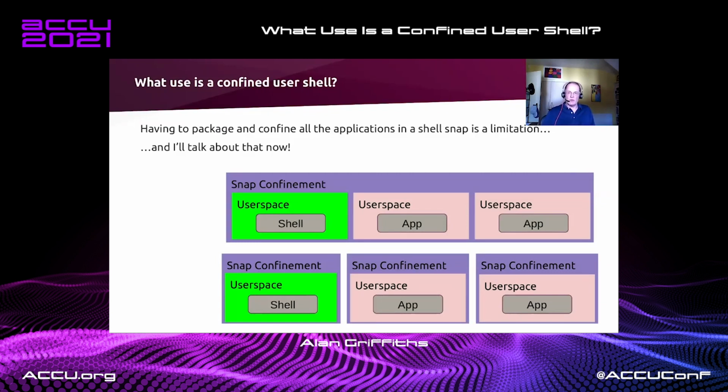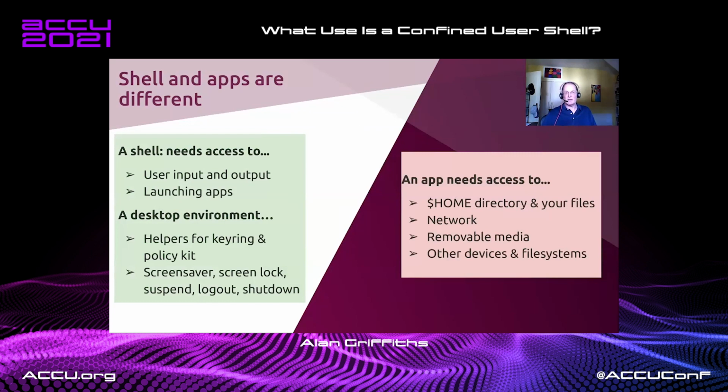But this again is using all the applications and the shell wrapped up in the same snap confinement with the same access to the system. That's not ideal. You really want to separate things out, because shells and apps are different things and they have different needs. So a shell, like we said, needs access to user input and output, graphics, launching applications. And a desktop environment, typically for a real desktop type system, also wants things like helpers for key rings, policy kit, access to screensaver interfaces, screen lock, suspend, log out, shut down.